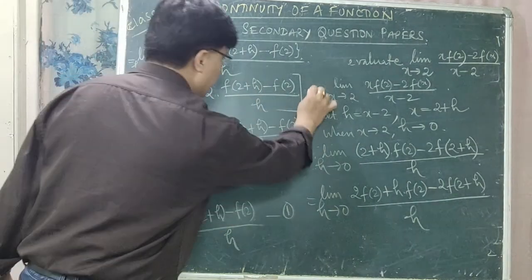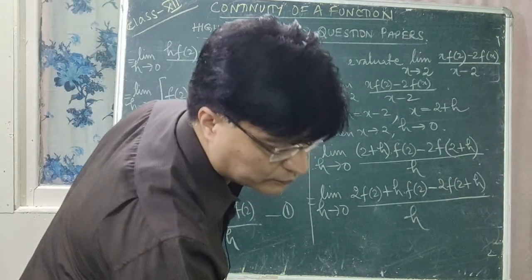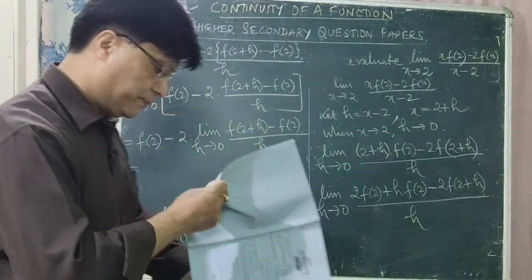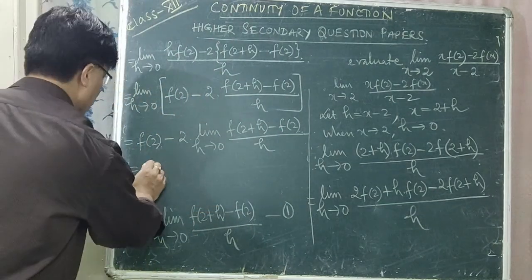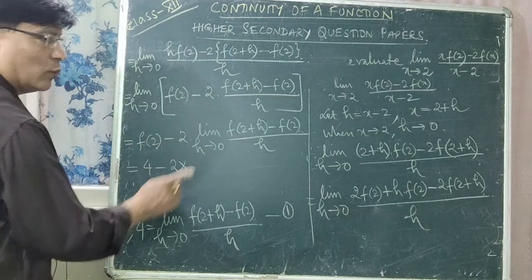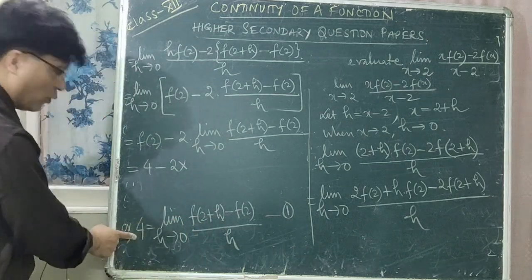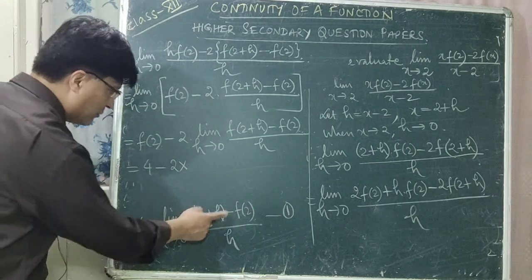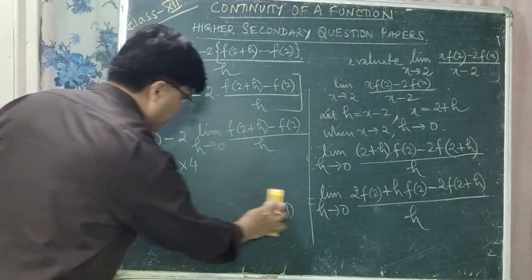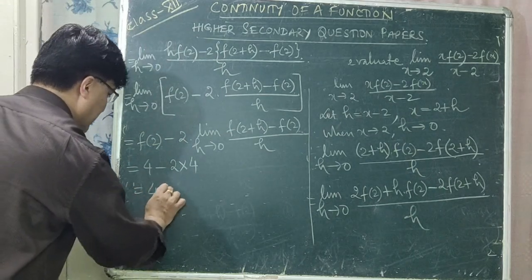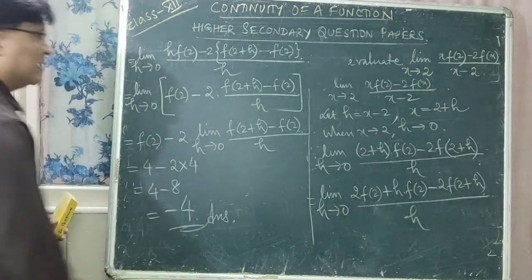Is that clear to all of you? So I think you have understood it. What was the value for f of 2? In the question, what was the value for f of 2? So f of 2 is equal to 4 is given. F of 2 is equal to 4. This is your 4 minus 2 into, what is the value for limit h tends to 0, f of 2 plus h minus f of 2 divided by h? It is given as 4. From 1 you can write the value of this limit as 4, right? So which is equal to 4 minus 2 fours are 8, which is equal to minus 4. So this is your final answer.